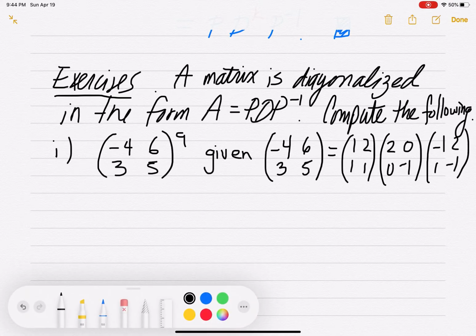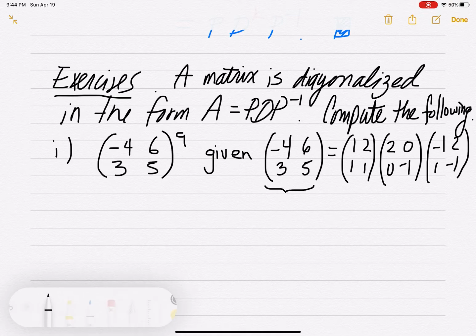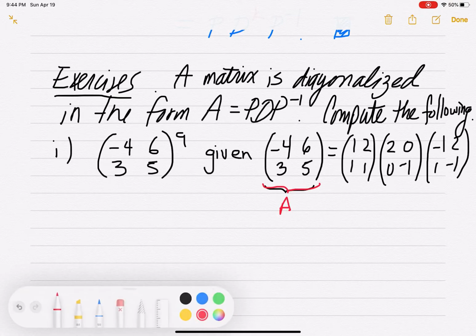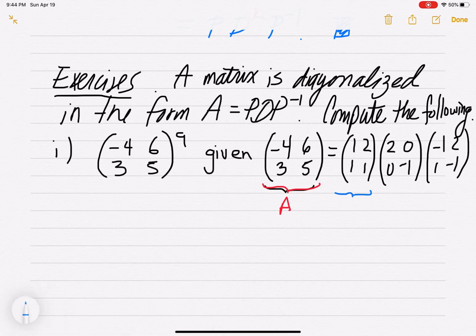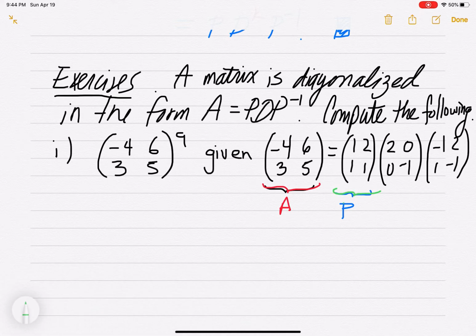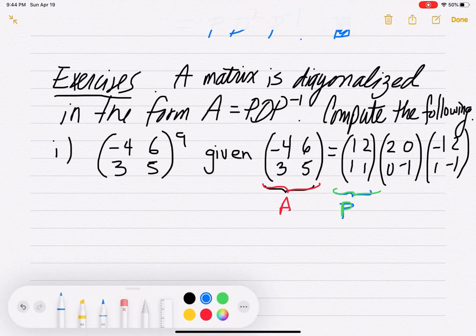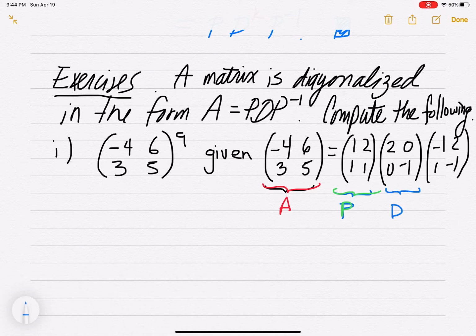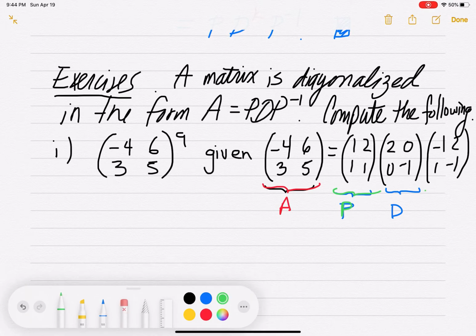Okay, so this here is our A, right? And then in blue here we have our P. I should have put that in green, right? P. In the middle you got your D, that's your diagonal matrix. And then on the far end you got your P inverse.